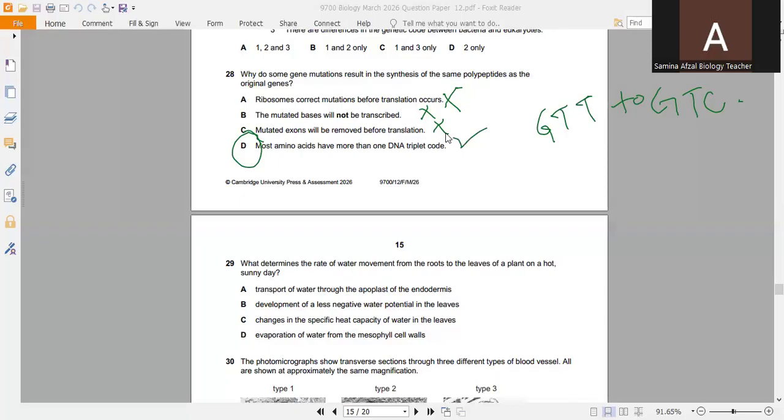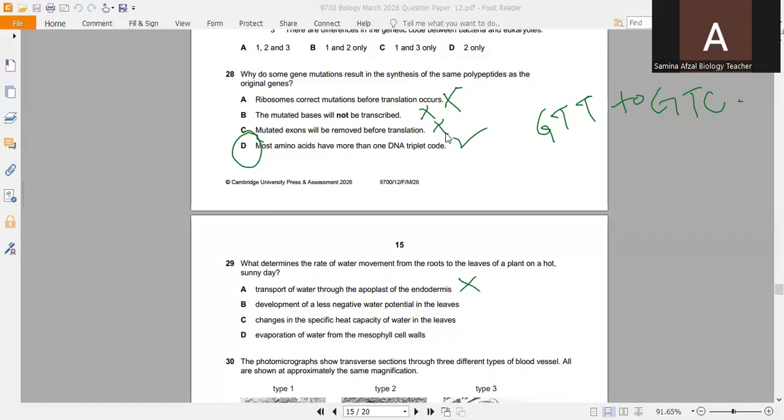Question number 29 is, what determines the rate of water movement from the roots to the leaves of a plant on a hot, sunny day? Option A is transport of water through the apoplast of the endodermis. Water cannot be transported through the apoplast at the endodermis because it is completely blocked by the waterproof Casparian strips. So water must move via the symplast pathway. So this option is incorrect.